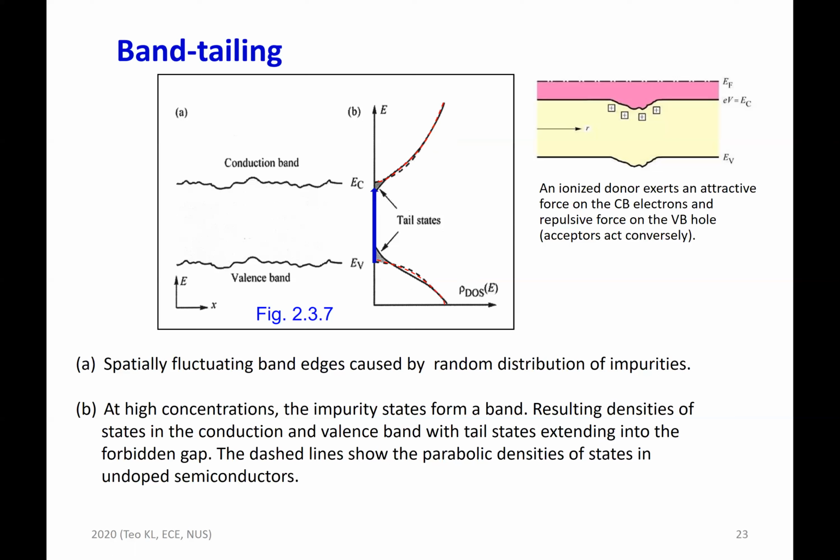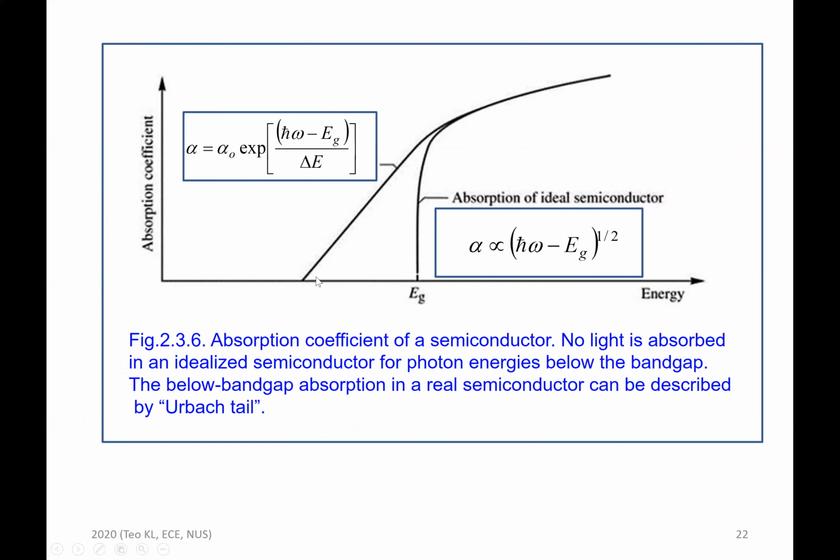So at high concentration, some of these impurity states may form an impurity band. You can see that the dashed line shows the parabolic density of states in ideal condition for an undoped semiconductor. But if you dope heavily, you may have this band tailing into the semiconductor. And if you come in with a photon energy, you can absorb from the top of the valence band into this tail state instead of going all the way to the conduction band edge. This is already your conduction band edge. So instead of the absorption starting at the band gap, we can start at a lower energy due to the band tailing.